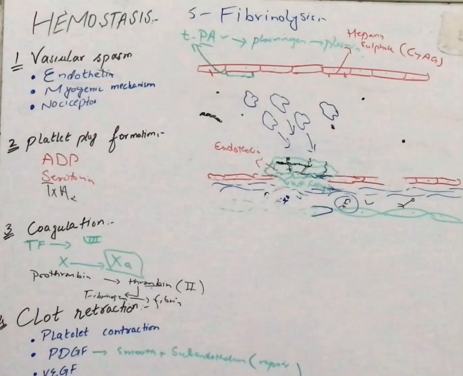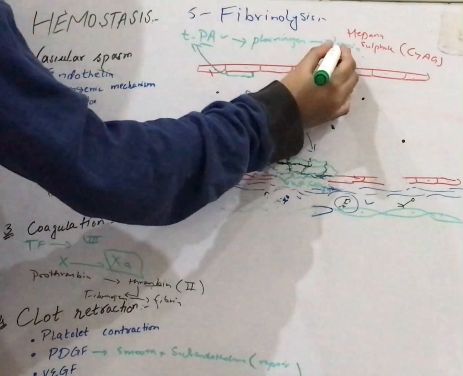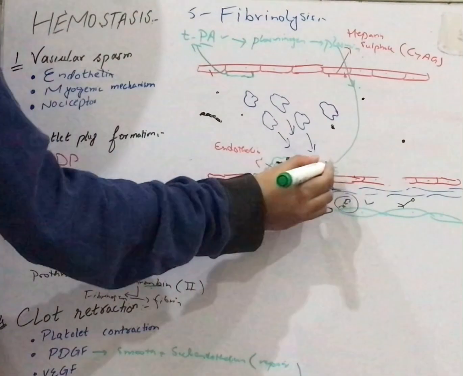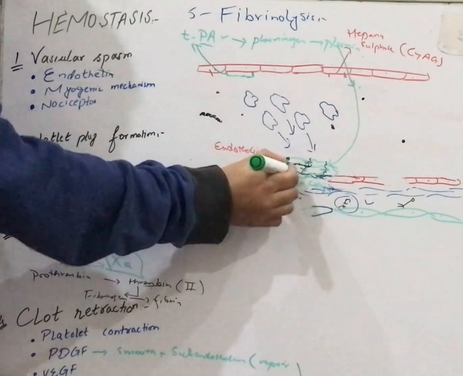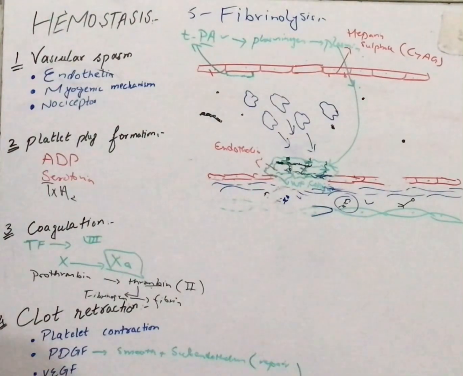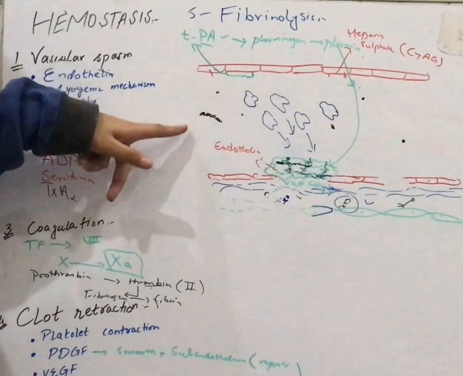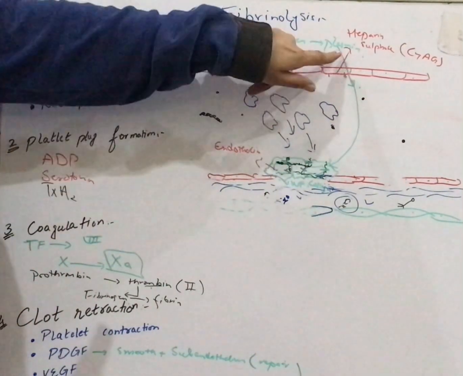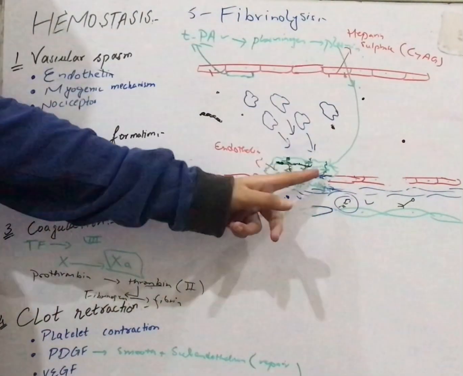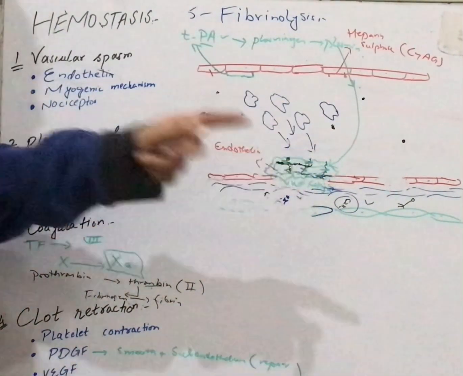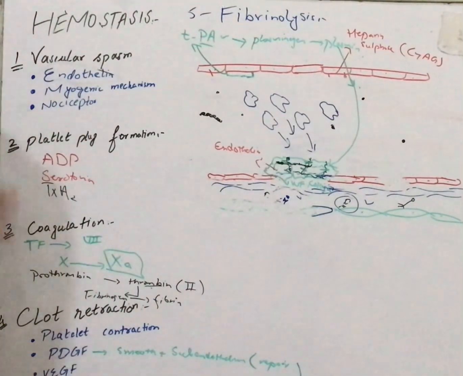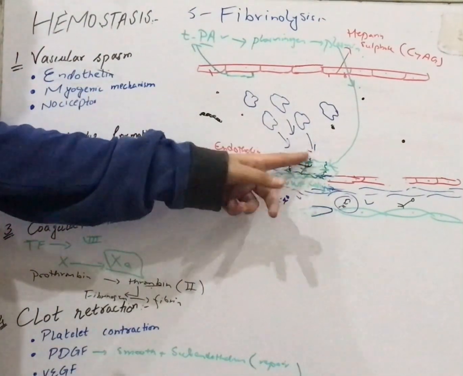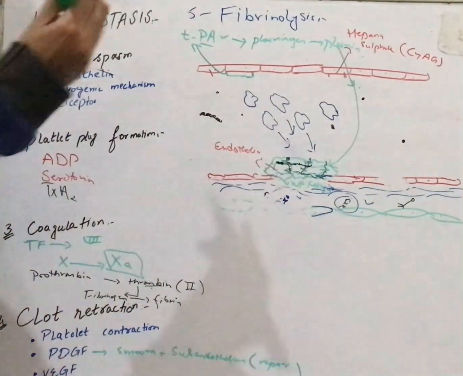And now what is the function of plasmin? Plasmin will go and degrade fibrin. So it will come here and start degrading this fibrin. So how does fibrinolysis occur? Our endothelial cells have tissue plasminogen activator, which will convert plasminogen into its active form plasmin, and then plasmin will cause the lysis of fibrin. So these are the five steps of hemostasis. And when there is lysis of fibrin, there is formation of two things.